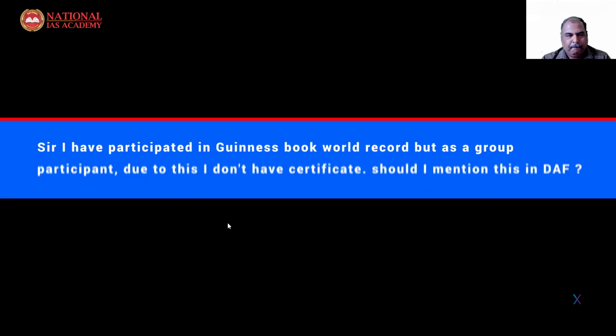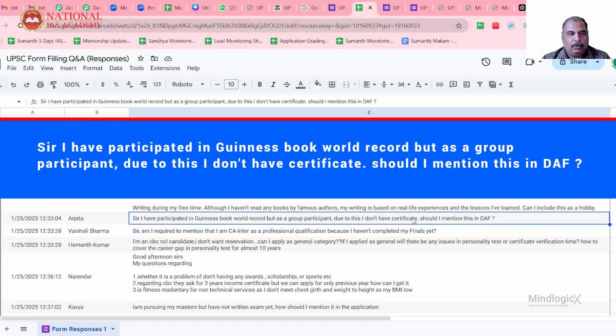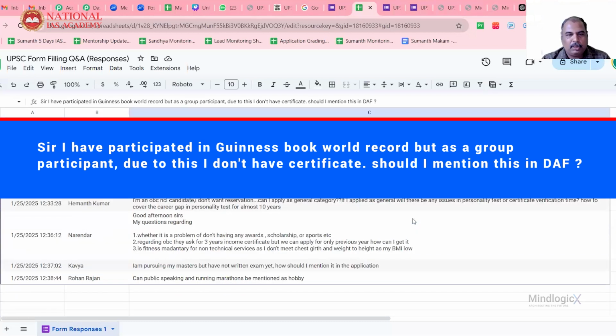So, Arpita is asking a question. I've participated in Guinness Book World Record as a group participant, but I don't have a certificate. In my opinion, no problem. Arpita, you can just mention it. You mention it as Guinness World Record as a group. So what you did, you explain that particular thing in a single line. That is what record it is.